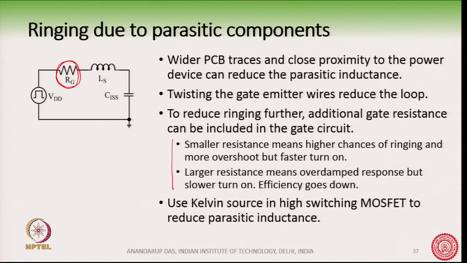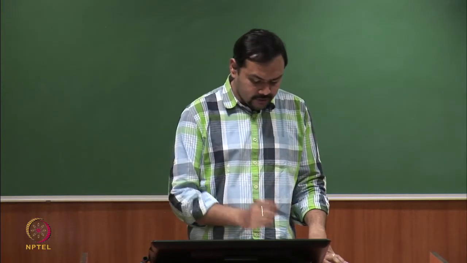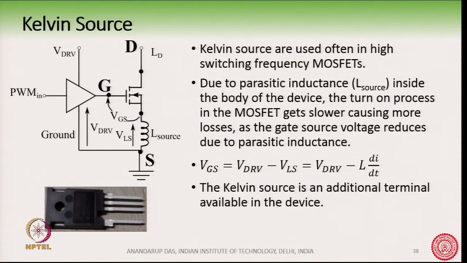Okay. So, this has to be kept in mind. Another one in particular for MOSFETs: when you go for a very high switching frequency MOSFET, say several hundreds of kilohertz, then one way to reduce the parasitic inductance is to use a Kelvin source. I think we have shown you some time back in one of the classes. A Kelvin source MOSFET has 4 terminals. Okay. So, it is an additional terminal available in the device.